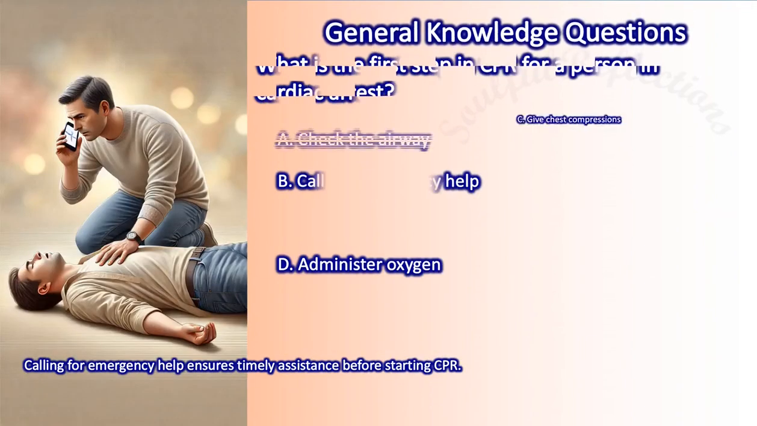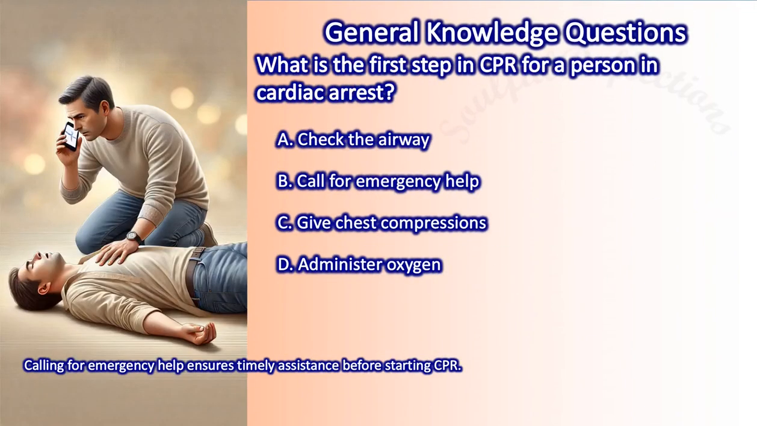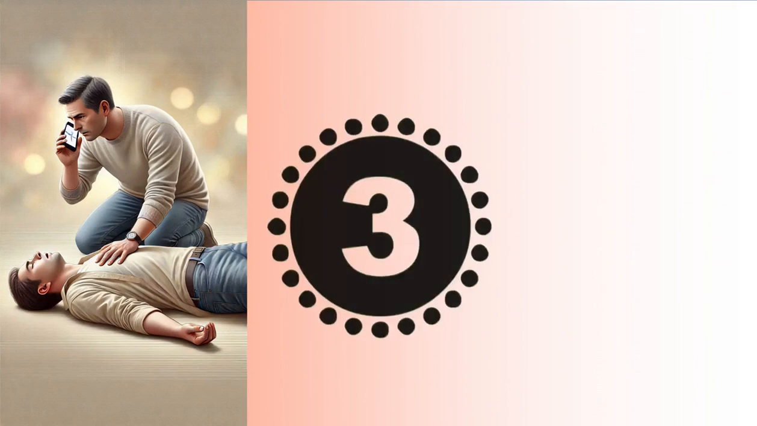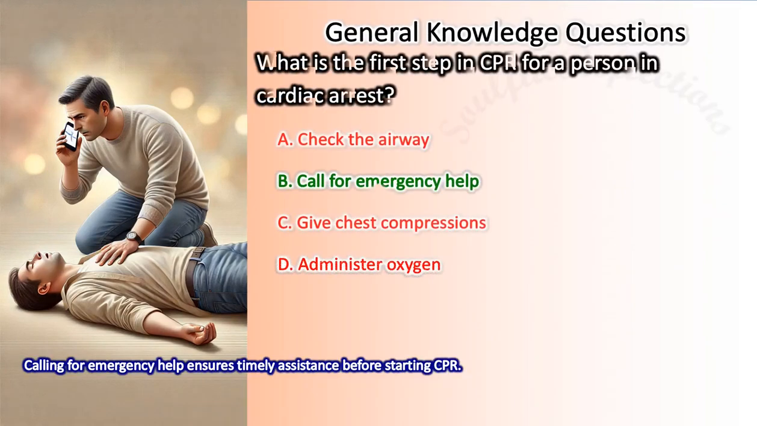What is the first step in CPR for a person in cardiac arrest? Option 1, check the airway. Option 2, call for emergency help. Option 3, give chest compressions. Option 4, administer oxygen. The answer is, option 2, call for emergency help.